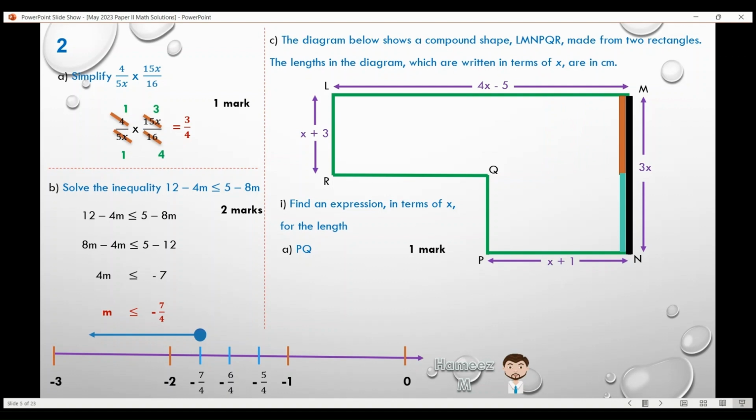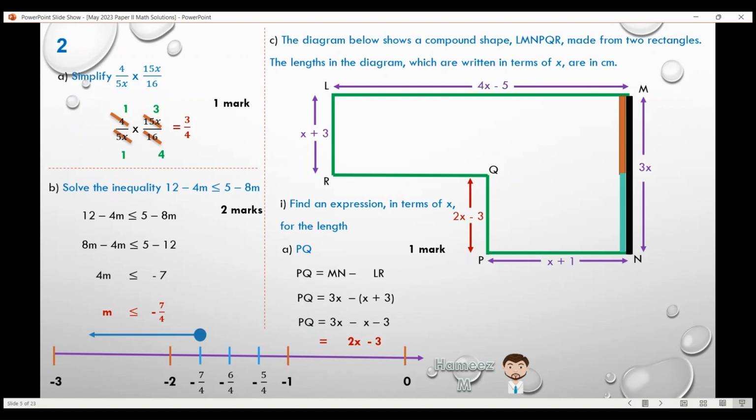So let's write that. The teal, which is PQ, is MN, which is in black, minus the orange, which is LR. And what is MN? MN is 3x minus, let's substitute, x plus 3. And if we're minusing brackets, then we need to expand the brackets. That minus is minus 1 times x, and minus 1 times plus 3. So 3x minus x minus 3, and we can simplify. That will give us 2x minus 3.